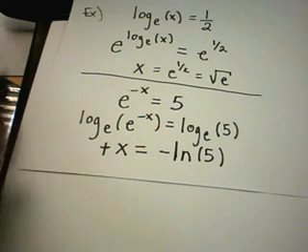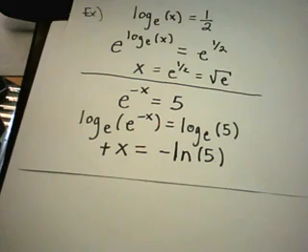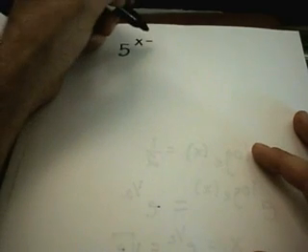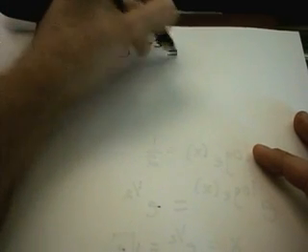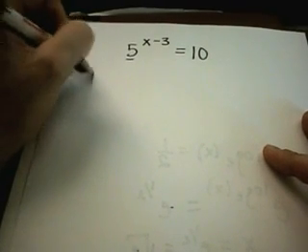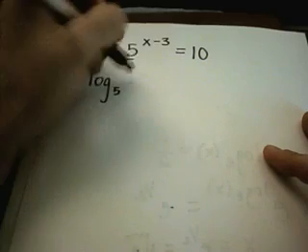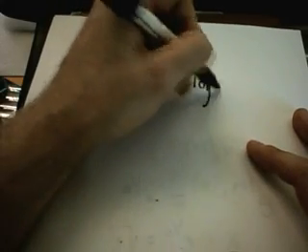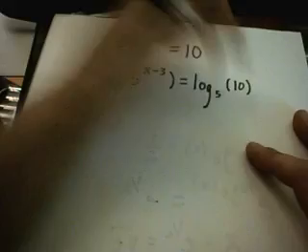Maybe just one more very basic example. Suppose I have 5 raised to the x minus 3 equal to 10. Well, again, the bases have to match up, so I'm going to use log base 5 on the left side. I'll use log base 5 of the right side.